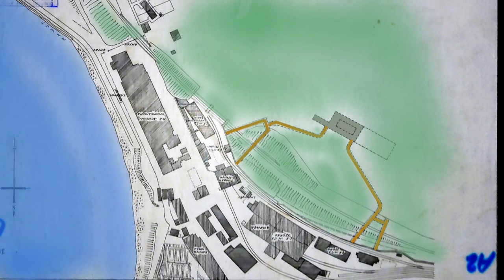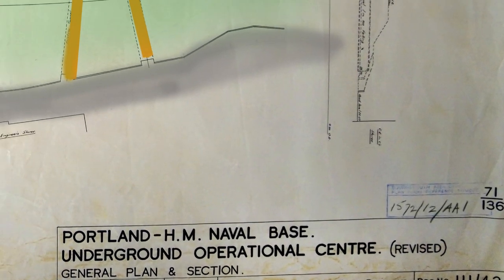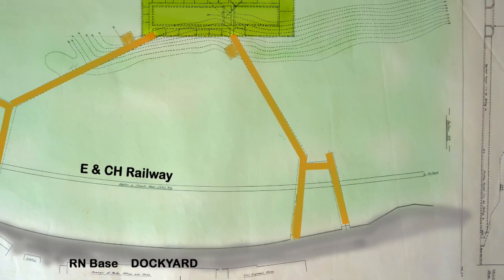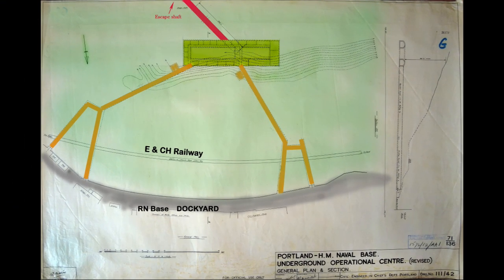Access to this was via two pairs of tunnels leading to the various command rooms. The duplicated tunnels, of course, were to ensure escape should one entrance become blocked. This hidden centre was completed by 1943.